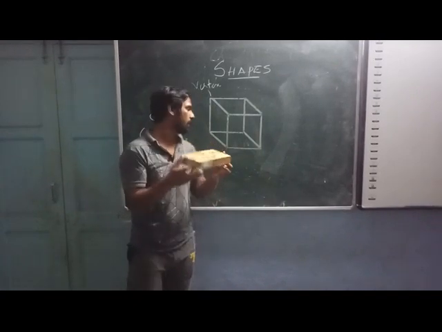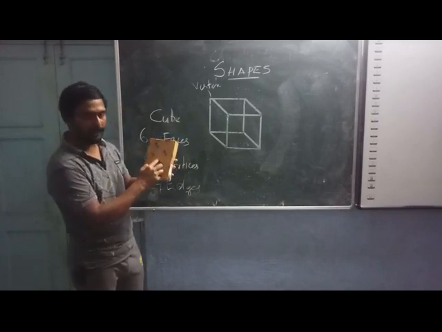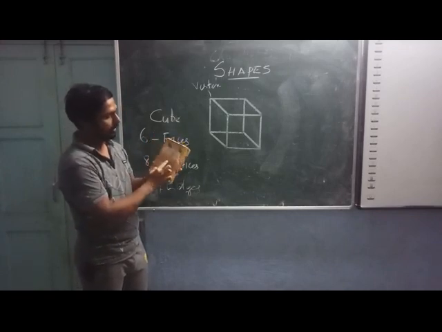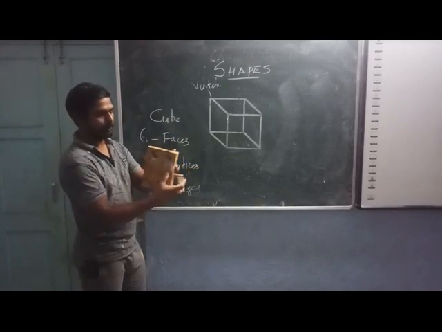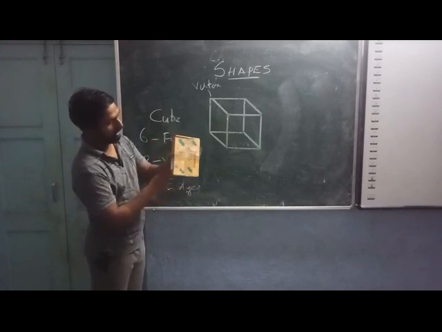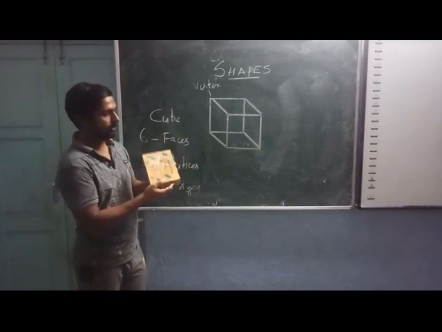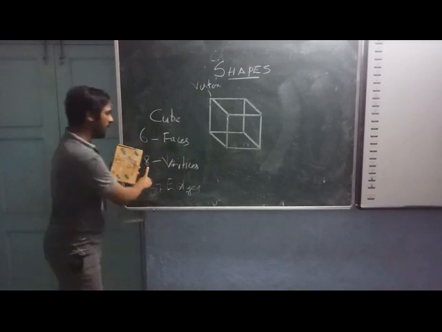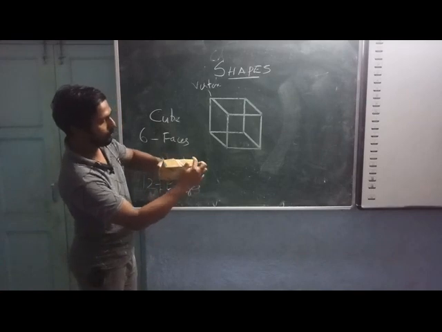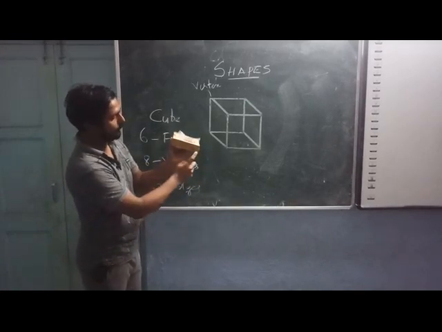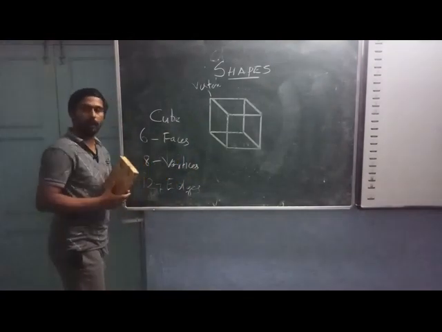A cuboid is something similar to a cube. Why? It has got 6 faces. So this is one face, 2, 3, then 4 and 5 and 6. Okay, so 6 faces. And how many vertices? The same, 8 vertices. 1, 2, 3, 4, 5, 6, 7, 8. So 8 vertices and now 12 edges.